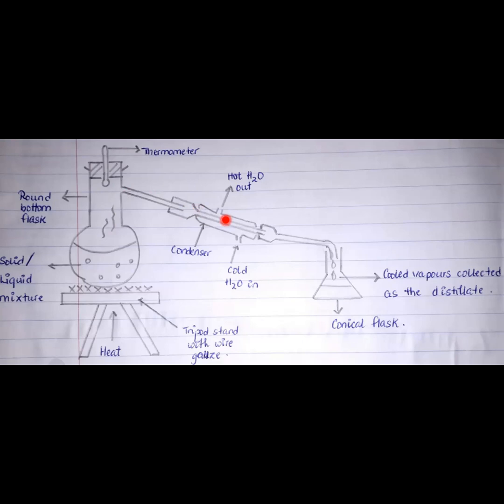Let's recall what condensation is. Condensation is when you're cooling a vapor to get a liquid. So in the condenser, you have cold water coming in, and that cold water is going to cool down the vapor that's inside of there. The hot water is going to be emitted, then you have the cold water coming back inside again. When it cools the vapor down, the vapor becomes a liquid, and the liquid is collected in this conical flask as the distillate. We call it the distillate.